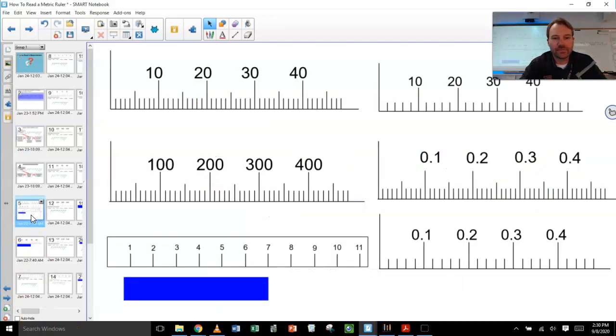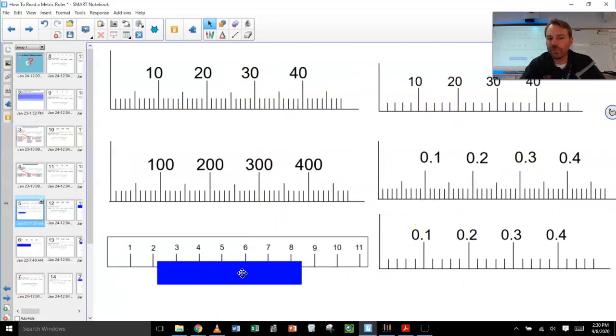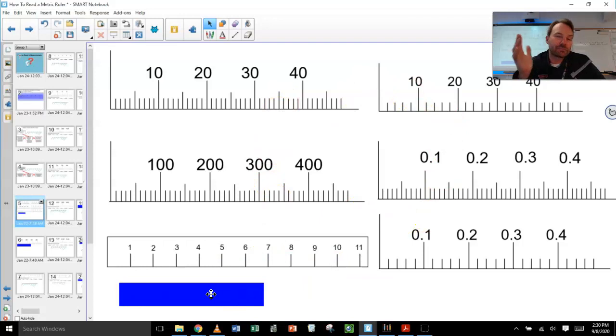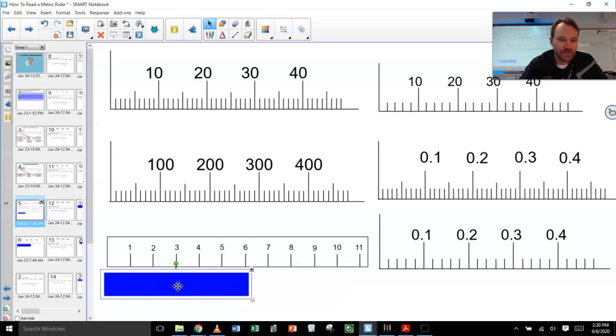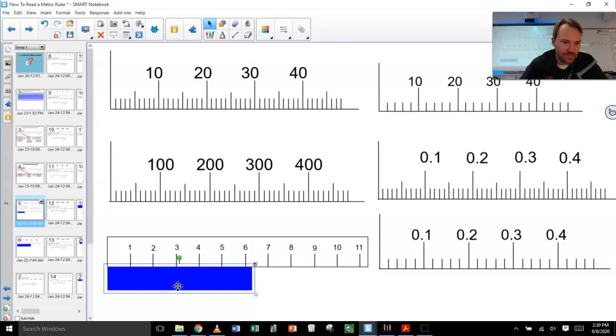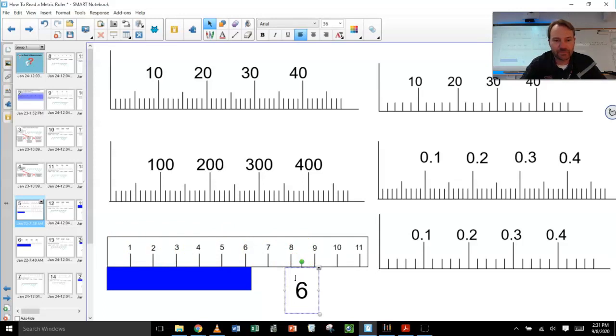So I have 6 different measuring devices, and I've got this blue box, and I'm going to measure this blue box on all 6 of my devices here. So number one, I want to make sure it's lined up with 0 to the best of my ability. So that looks good to the best of my ability. So, question 1. The ones are placed here, so I'm going to say it's 6. It's definitely between 6 and 7, so it's 6.